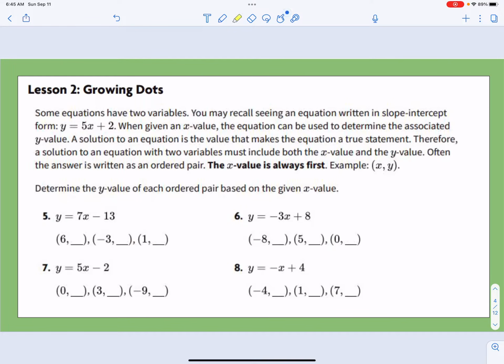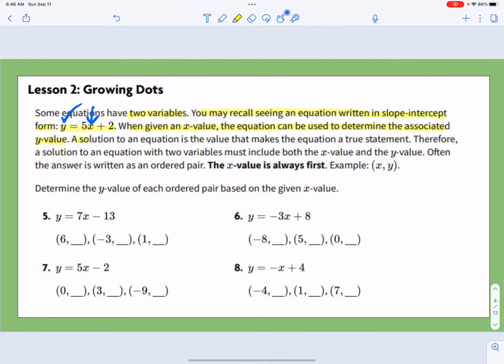All right. Number 2, lesson 2, growing dots. So some equations have 2 variables. You may recall seeing an equation written in slope-intercept form, y equals 5x plus 2. When given an x value, the equation can be used to determine the associated y value. So it's basically saying, if we give you x, you can find y.